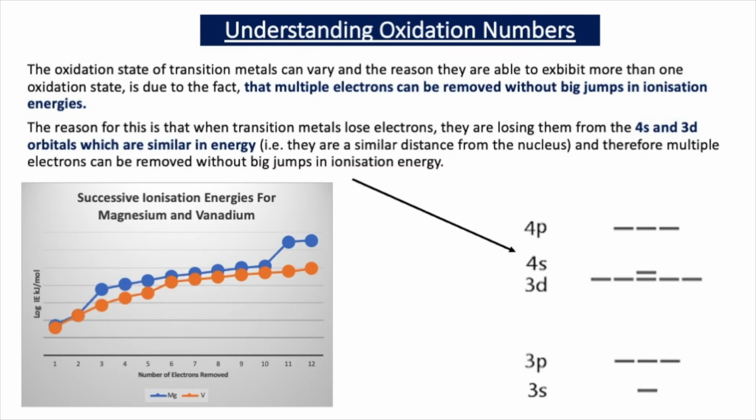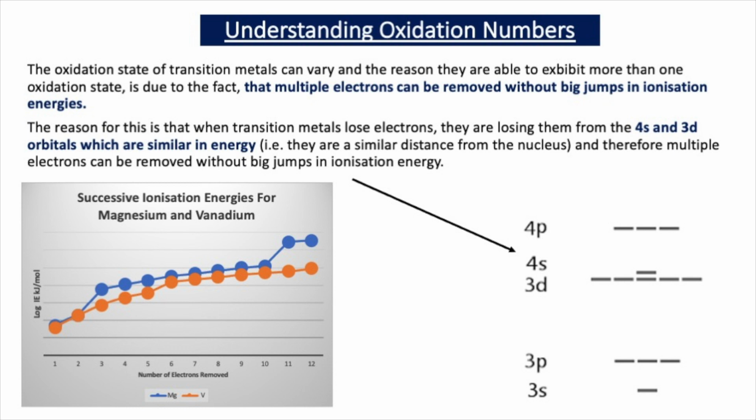Now, transition metals can exhibit variable oxidation states, so they can have multiple oxidation states, unlike elements such as magnesium. The reason for this is that multiple electrons can be removed without big jumps in ionization energy. The reason there are no big jumps comes down to the fact that the 4s and 3d orbitals are similar in energy. They're a similar distance from the nucleus.